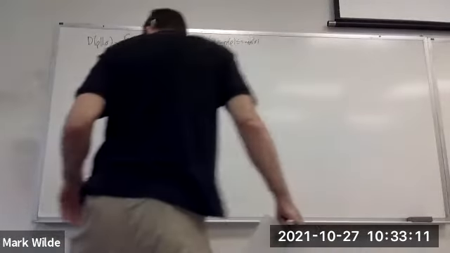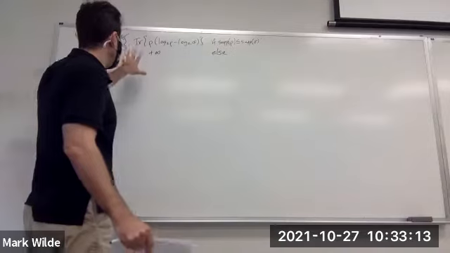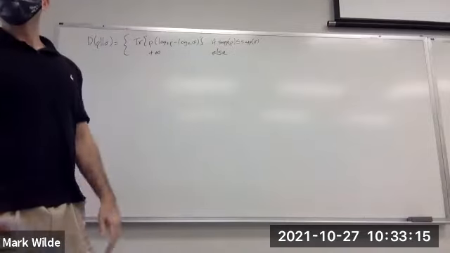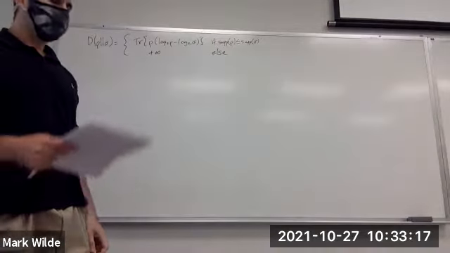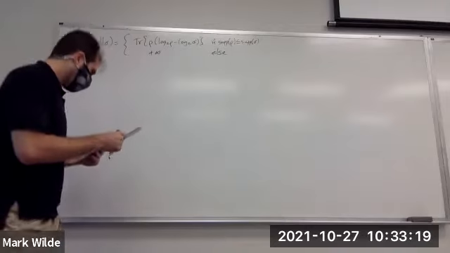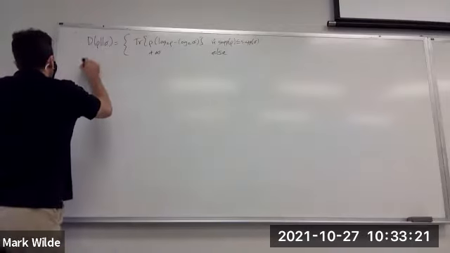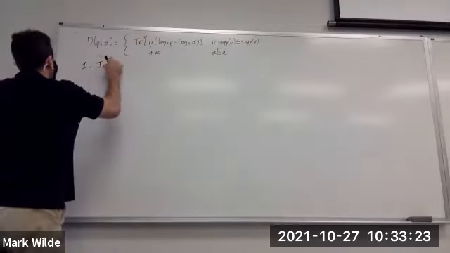So quantum relative entropy, remind you of the definition. We want to talk about its properties today. First is isometric invariance.